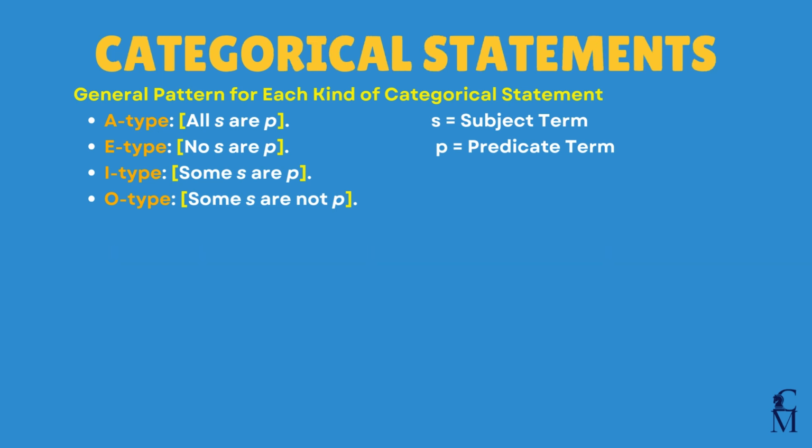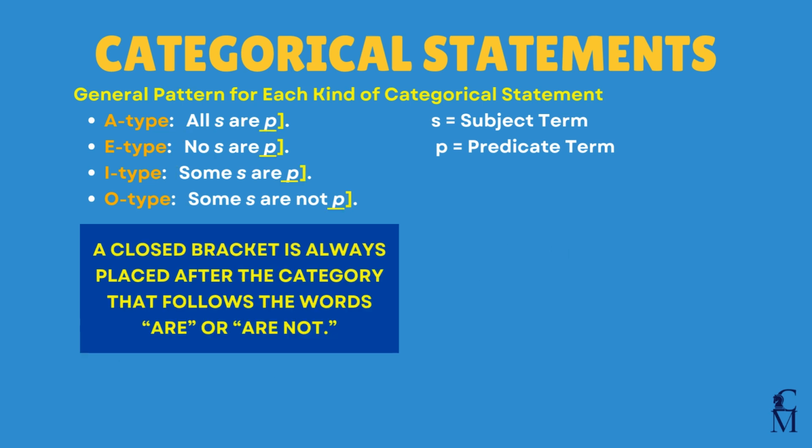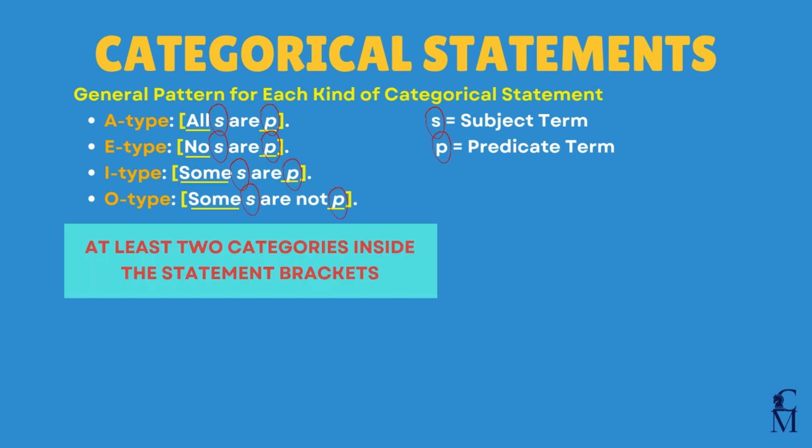When bracketing categorical statements, notice how each kind of categorical statement is bracketed with an open bracket placed before the word all, no, or some, and a closed bracket at the end of whatever the category of things comes after the words are or are not. You should also always have at least two categories of things inside the statement bracket. One category of things will typically be placed after the words all, no, or some, while the other category of things will be placed after the words are or are not.